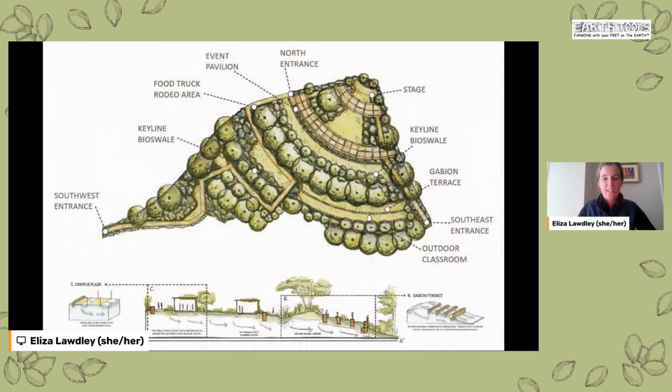Another example is a site that I helped design at NC State University. This was a 3.5-acre site, again, that has a stage. It has big pavilions for events. We had to design in food truck rodeo areas and an ADA accessible pathway for folks to enjoy the site, but we were able to integrate keyline design throughout this whole system, make it functional, make it beautiful, make it accessible to student life and campus life. So it really can fit at the most formal landscape architecture scales or at the farm or garden scale.